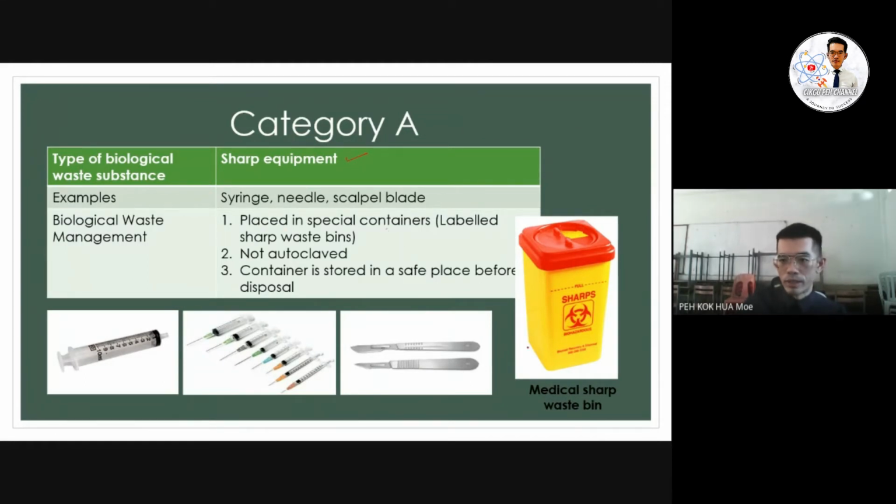You can look at this bin. We call it a medical sharp waste bin, with the word label sharp. So we need to place the sharp equipment into the bin labeled sharp. And here we do not need to autoclave. What is the autoclave? Later on we will discuss it. So we do not need to autoclave waste in category A. The container is stored in a safe place before disposal. This is how we manage the biological waste in category A.